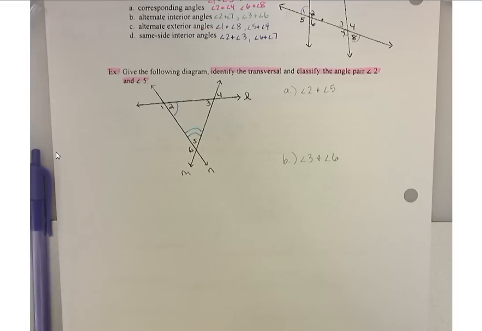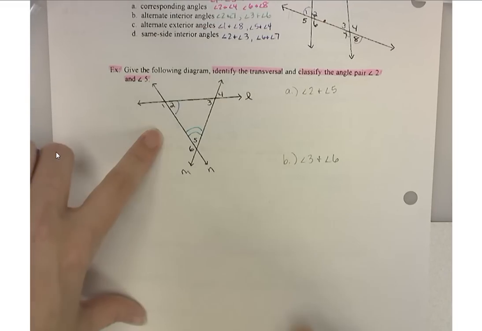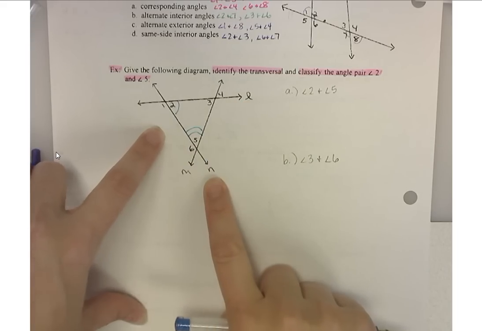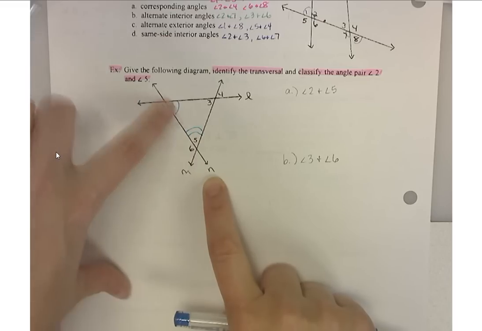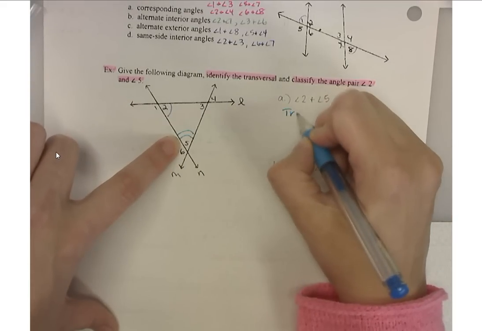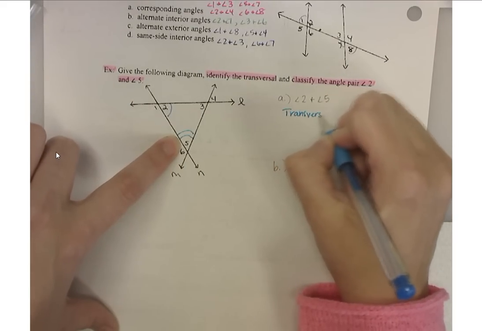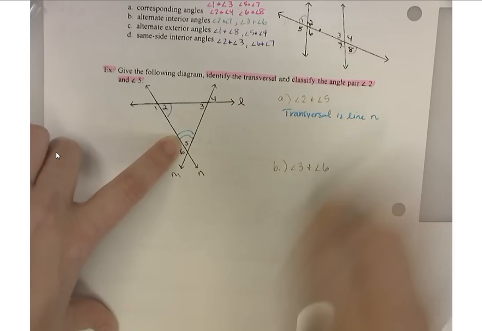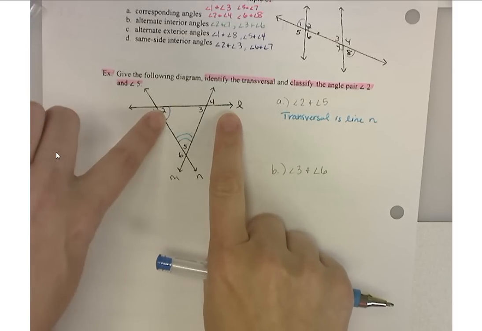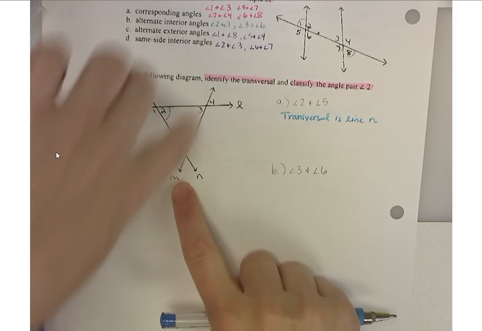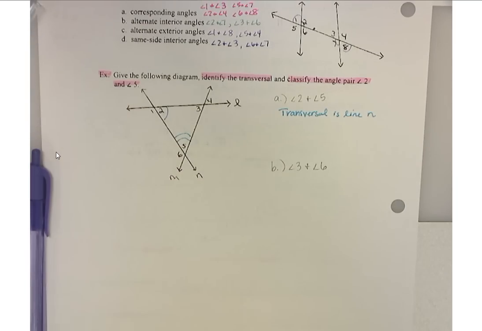To find the transversal, you just have to find the line that both of the angles are on. Okay, so your only choices are line L, line M, or line N. Okay, you can see on this line, I have 2 and 5, so your transversal is line N. If you look at the other two lines, both of them do not lie on L, only 2 does. If you look at M, only 5 is on line M, which is why this has to be your transversal.